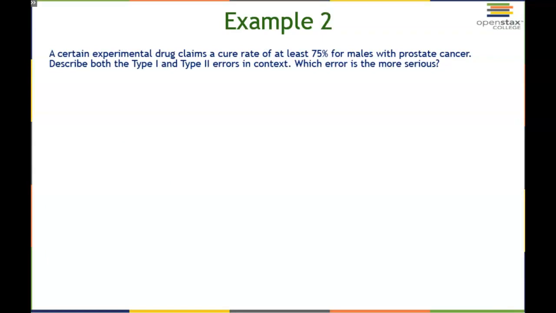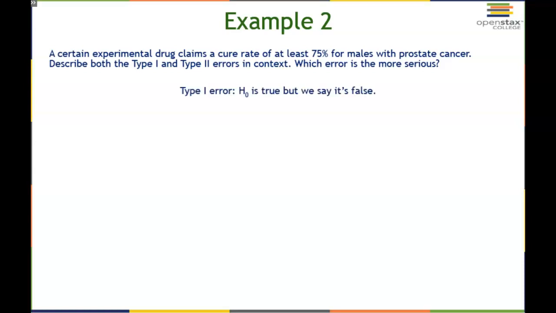Let's look at another example, this one a little bit more serious. A certain experimental drug claims to have a cure rate of at least 75% of males with prostate cancer. We're going to describe type 1 and type 2 errors and which error is more serious. Now, H0 would be: has a cure rate of at least 75% for males with prostate cancer.